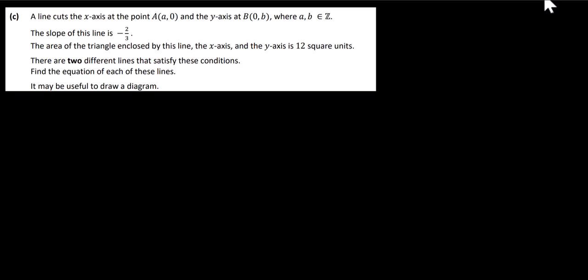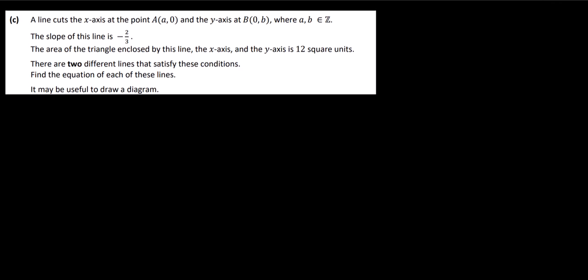A line cuts the x-axis at the point A, which is (a, 0), and the y-axis at B, which is (0, b). A and B are integers. The slope of this line is minus 2/3. The area of the triangle enclosed by this line, the x-axis and the y-axis is 12 square units. There are two different lines that satisfy these conditions. Find the equation of these two lines. It may be useful to draw a diagram.